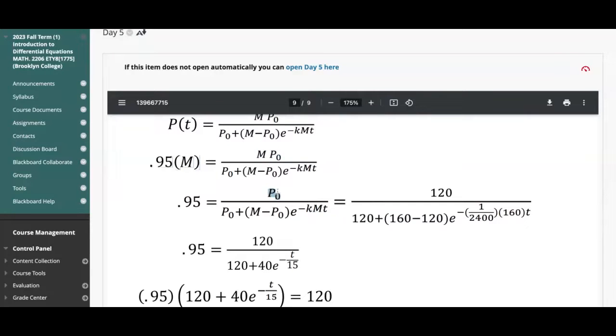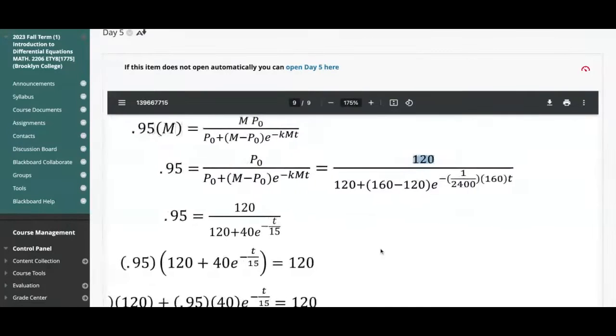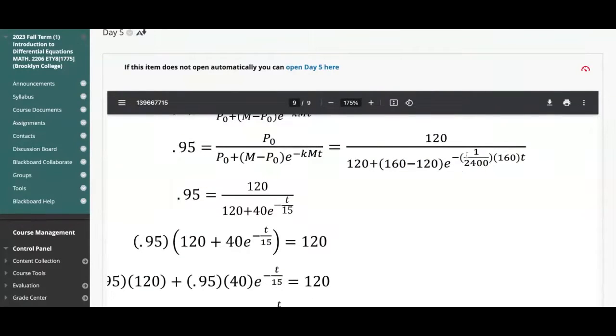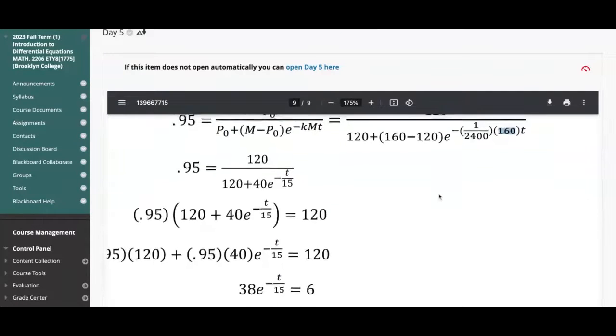Okay, so on both sides we divide by M. So we see M is gone, M divided by M divided by M. So we have 0.95. Initial is 120. Carrying capacity 160 minus 120. Then e to the power negative K times M times T.